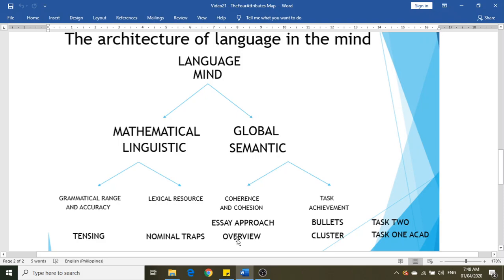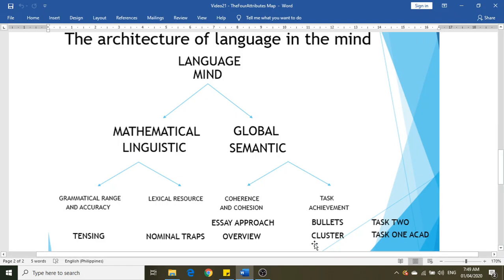Please don't forget that every task one has to have an overview which encapsulates what the data reveals in a sentence or just two sentences. And then, of course, there's the important criterion of the cluster, meaning your ability to detect similar data and group them together, as well as your ability to highlight significant data and ignore the less than significant ones.